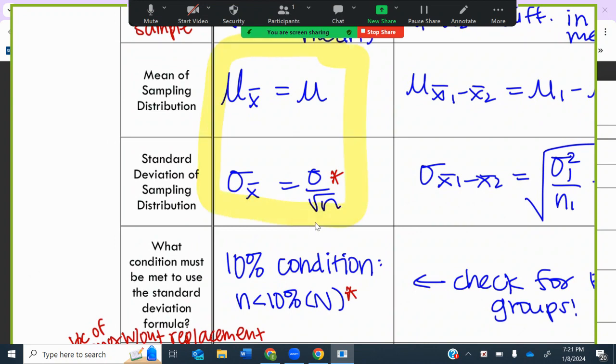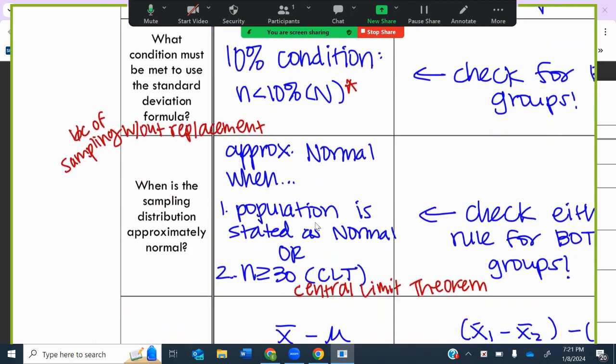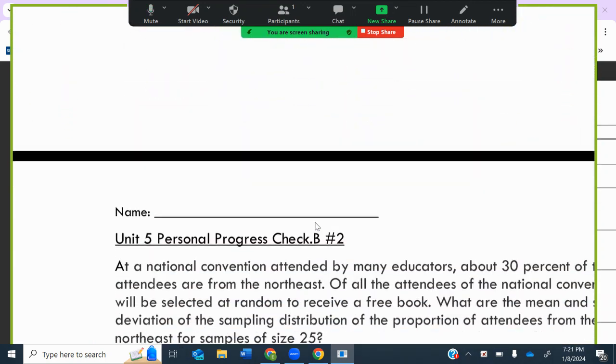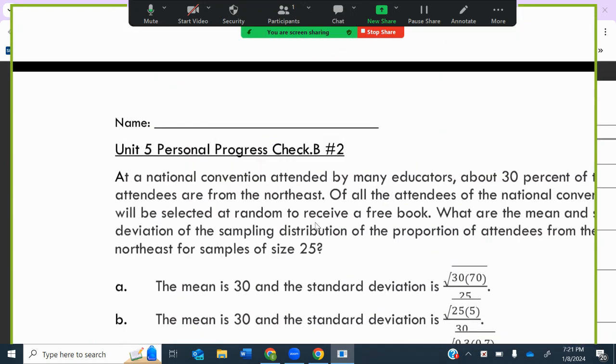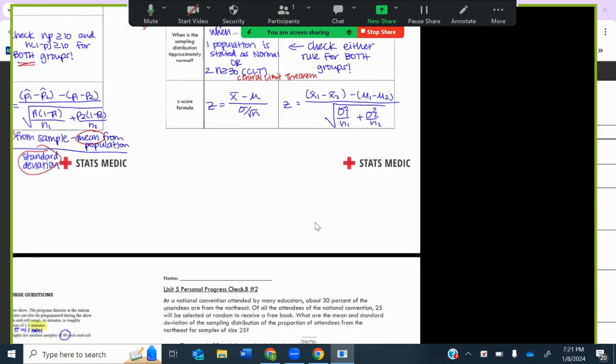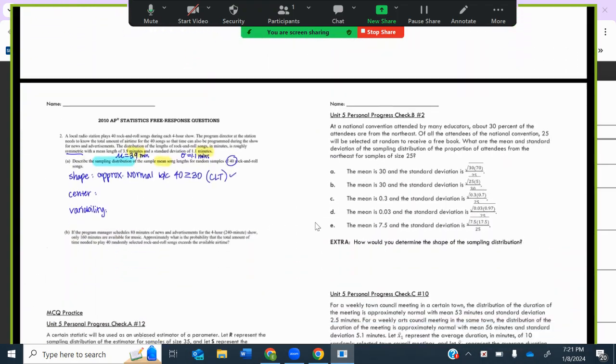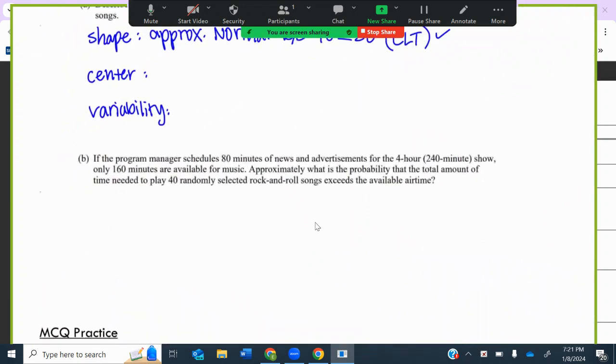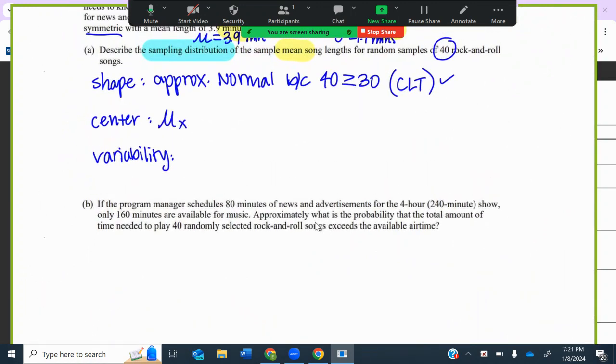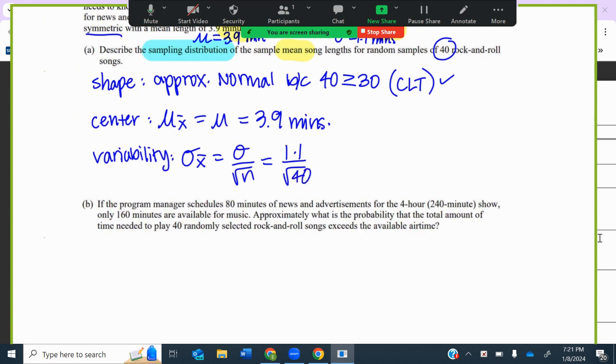All right. So mu of x bar equals mu, sigma of x bar equals sigma over square root n. And then we want to also check that 10% condition. So let's go ahead and write everything down. Mu of x bar equals mu. And we already wrote down mu was 3.9 minutes. And sigma of x bar equals sigma over square root n. So that was 1.1 over the square root of 40. And then let's see what that is.